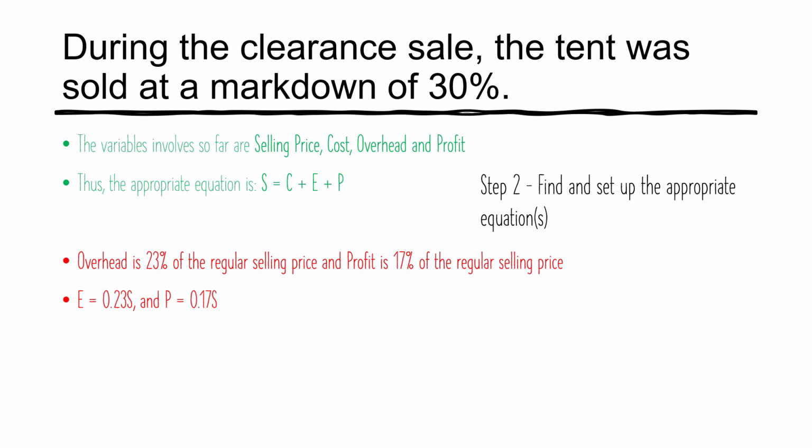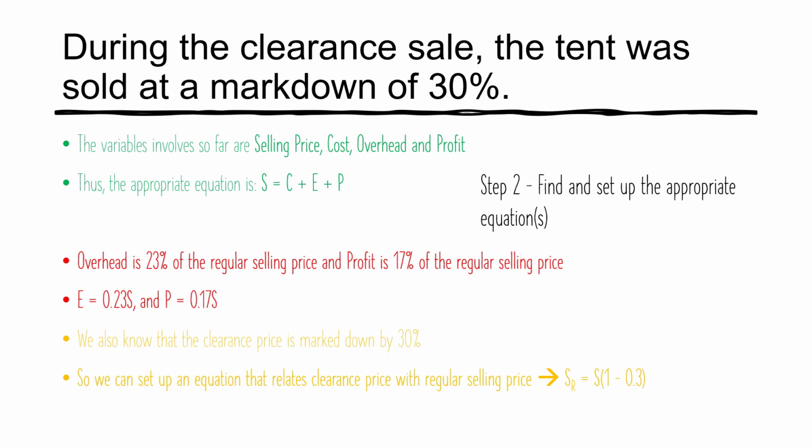But we also know that the markdown is 30%. That means the clearance price is marked down 30% of the regular selling price, so we can set up an equation for that. So SR, which is the clearance price, is equal to S times (1 minus 0.3). Okay? So with these equations in mind, now we can plug it in and solve it.